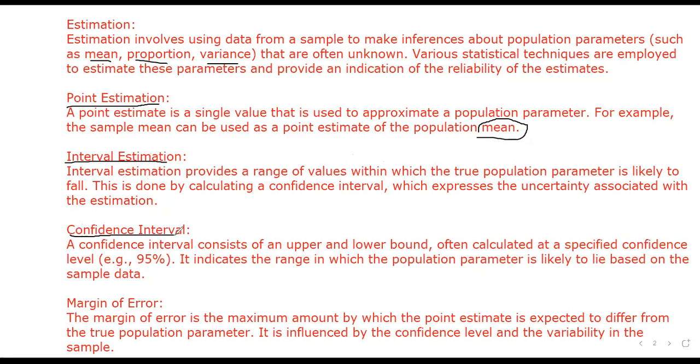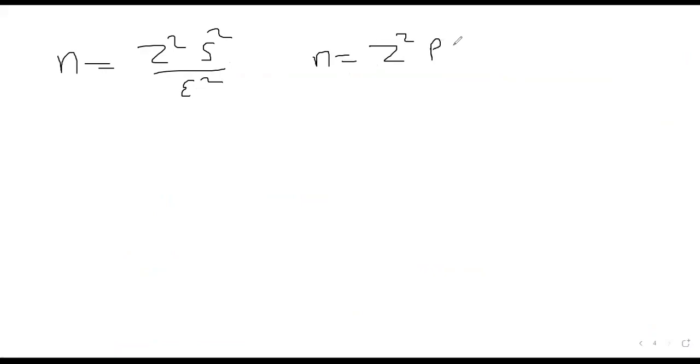Then we have a confidence interval, which is simply a percentage that is calculated with a certain confidence level, which gives an estimate within which the values will fall. Then we also have a margin of error, which is the maximum amount by which the mean would differ. So I'm going to talk about the three formulas that we're going to look at. Sample size is given by Z squared S squared over error squared. Or the sample size formula is given by Z squared times PQ divided by error squared.